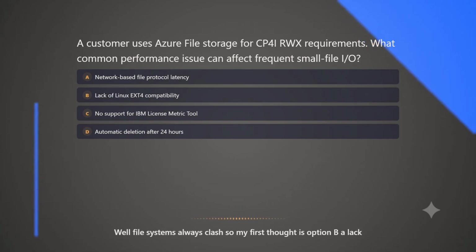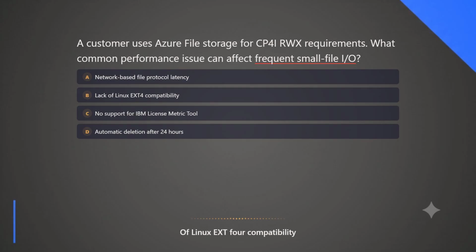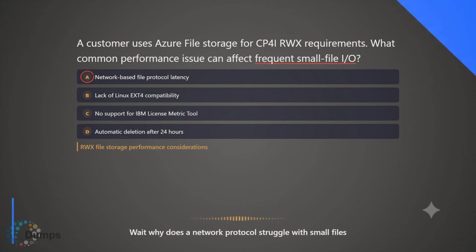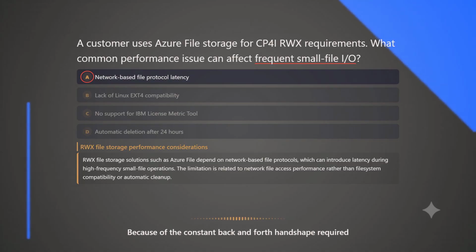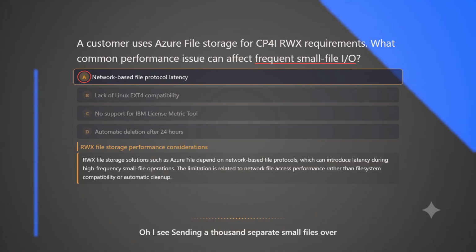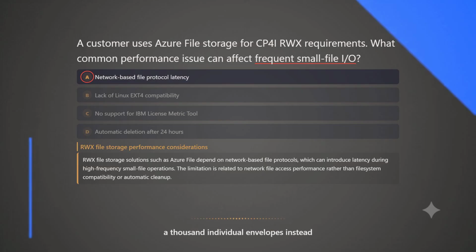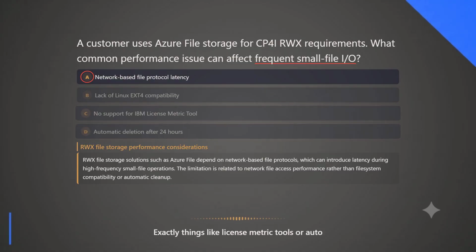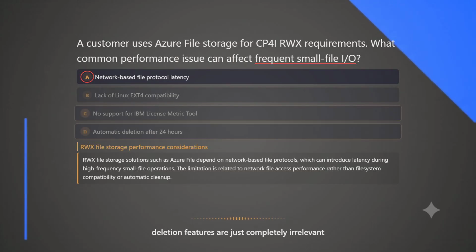Well, file systems always clash, so my first thought is option B, a lack of Linux ext4 compatibility. It's actually option A, network-based file protocol latency. Wait, why does a network protocol struggle with small files? Because of the constant back-and-forth handshake required. Oh, I see. Sending 1,000 separate small files over a network protocol is literally like mailing 1,000 individual envelopes instead of putting them all in one big box. Wow, yeah, the network overhead just completely kills your performance there. Exactly. Things like license metric tools or auto-deletion features are just completely irrelevant traps in this scenario.